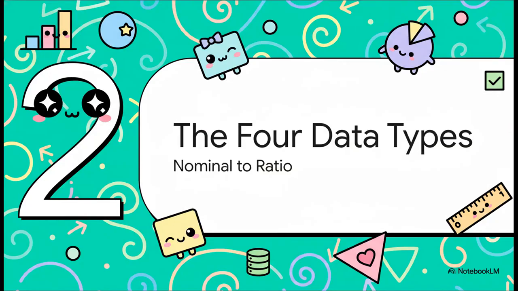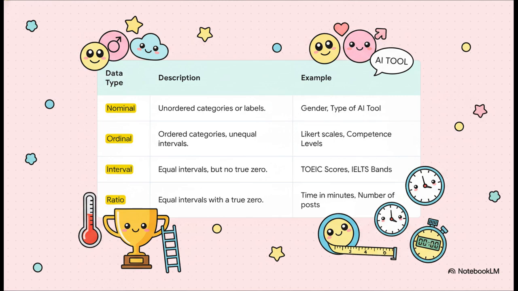But hang on, before we can do any of that fun stuff, we've got to know what we're actually working with. And it all starts with identifying your data type. This is absolutely crucial because the type of data you have literally dictates every single tool you can use from this point on. Basically, it boils down to 4 main types.